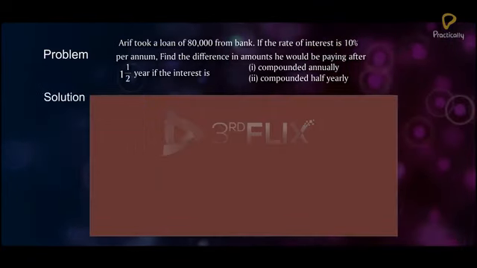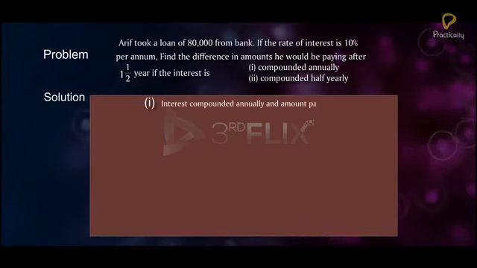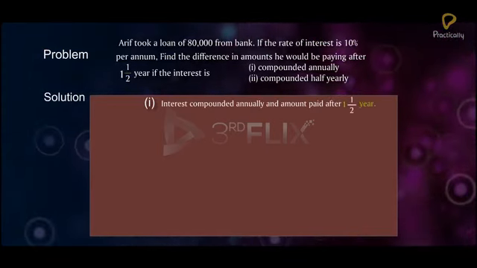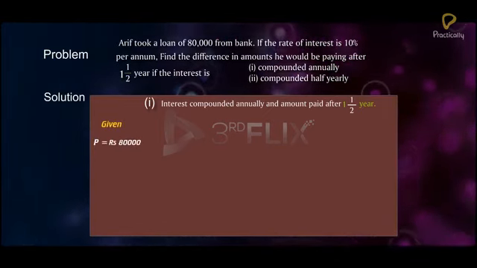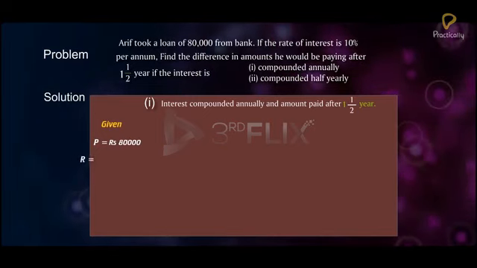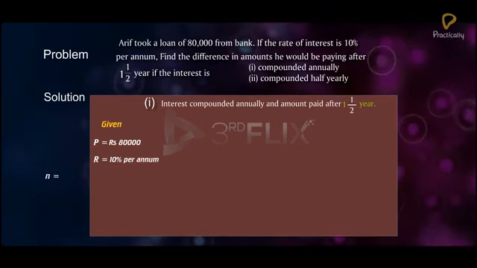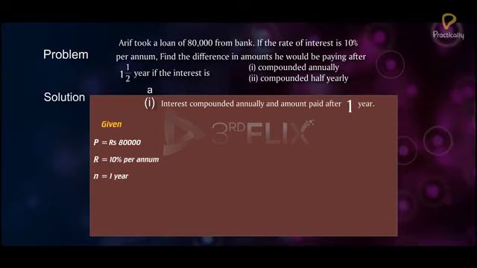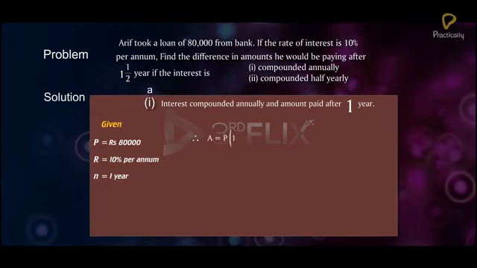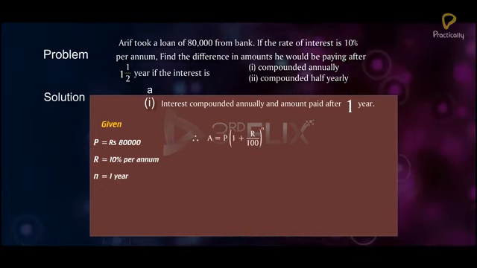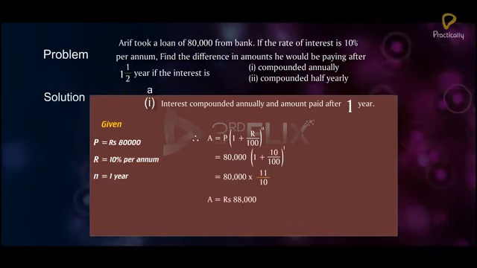Solution. If the interest is compounded annually, find the amount paid after 1.5 years. Given: Principal, P, is equal to rupees 80,000. Rate of interest, R, is equal to 10% per annum. N is equal to 1 year. Therefore, A is equal to P into (1 plus R by 100) whole to the power N. It can be calculated to be rupees 88,000.